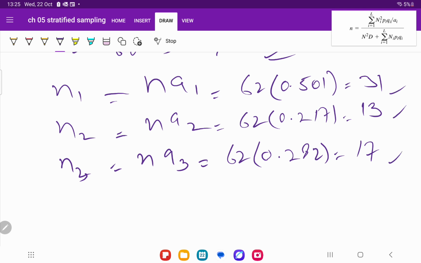So you have to pick 31 samples from the first strata, 13 from the second, and 17 from the third to get the result within your error.